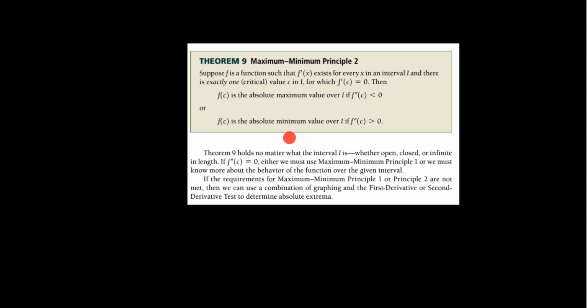All right, now looking at this, I think this might be where some confusion in this particular lecture can come from, but I'll try my hardest to really explain this through. It reads that theorem 9 holds no matter what the interval is, whether it's open, closed, or infinite in length. So if the second derivative of our function is equal to 0, then we must be at a maximum or minimum. Notice how earlier I said there are two principles. We did principle 1, and this is principle 2.